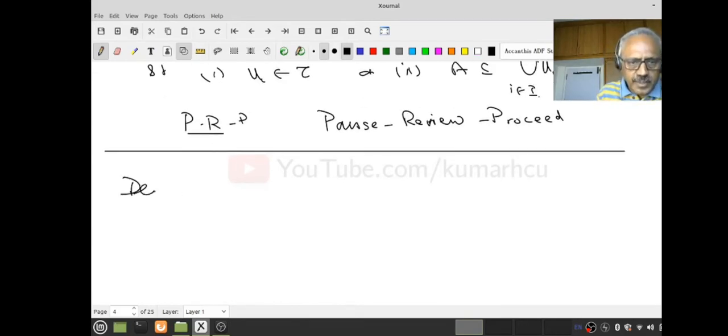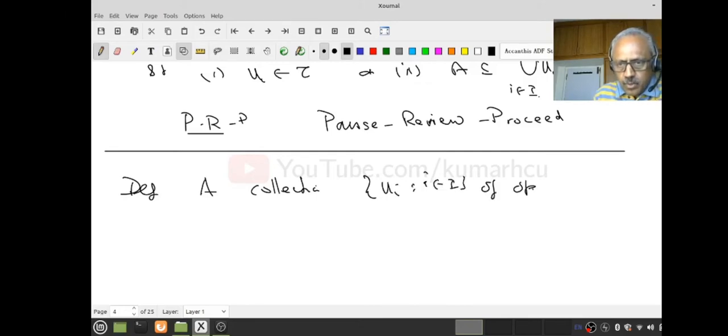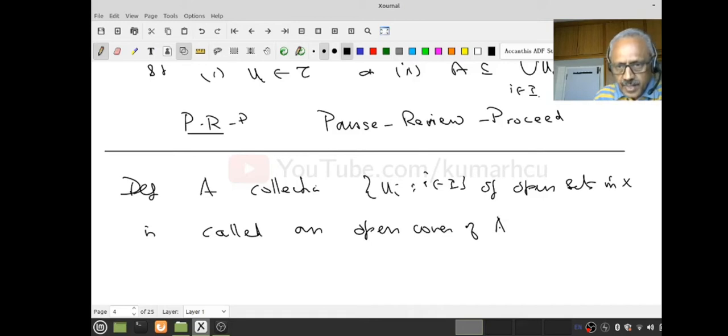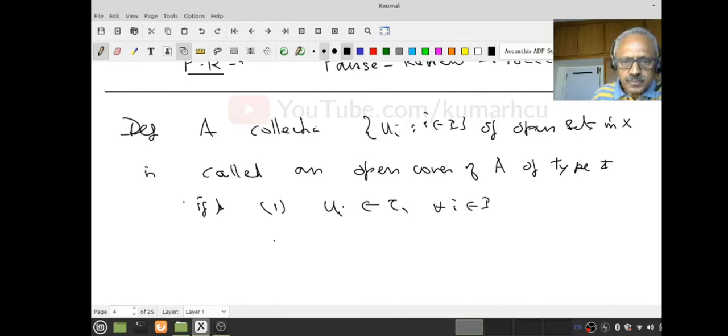So I am going to make a collection UI, i in I, of open sets in X is called an open cover of A of type 1. If one, I am just repeating, UI belongs to tau X for all i in I, and two, A is a subset of the union of UI.